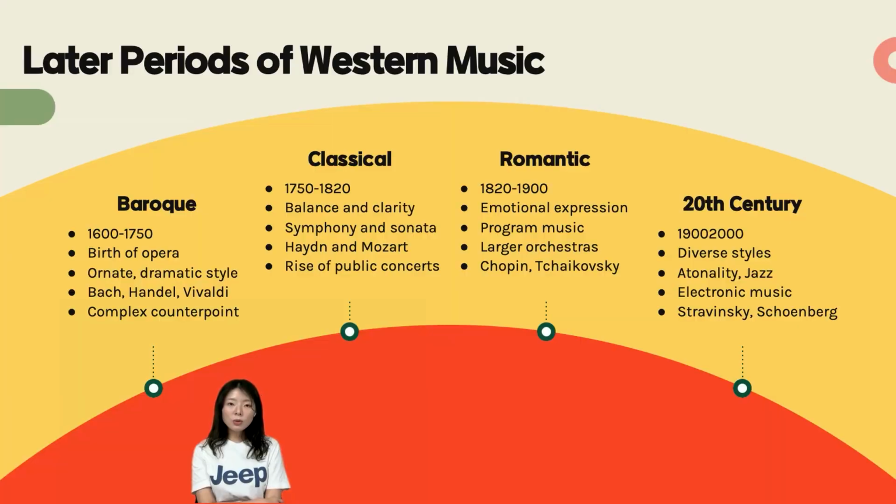Orchestras got very large. Even more than 100 people were on stage for the orchestra. And there were a lot of virtuosic soloists with very mesmerizing techniques who played very well, like on violin or piano. Famous composers were Chopin, Tchaikovsky, Wagner, and so on.